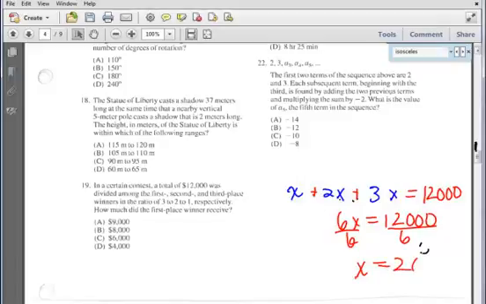Now, this is where you have to stop and ask yourself, what did the question want? Because if you put down 2,000, it's probably going to be wrong. How much did the first place winner receive? The first place person got 3 times as much. So your answer is actually going to be C. Always be careful when you do this to make sure you go back and read the question, because you have the right work, but you're going to get the wrong answer.